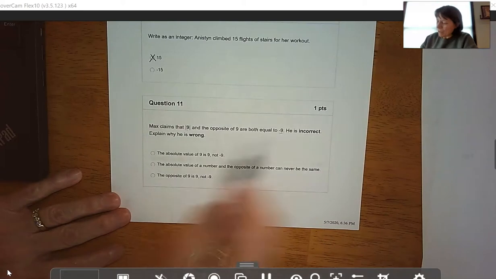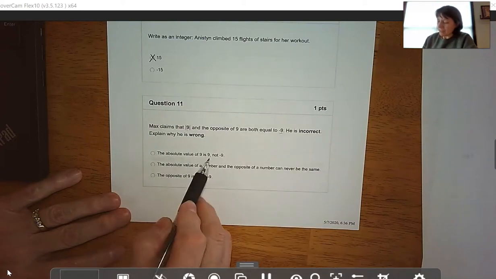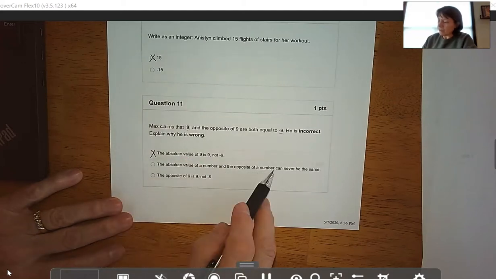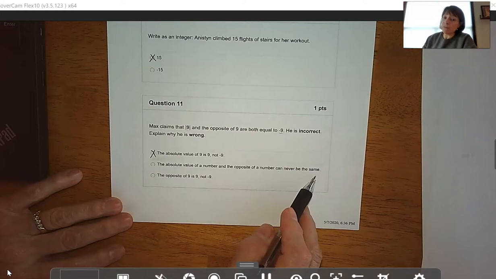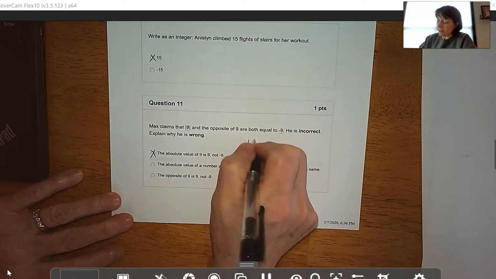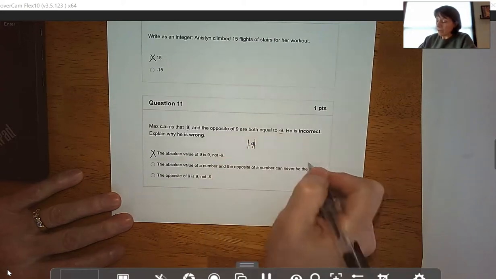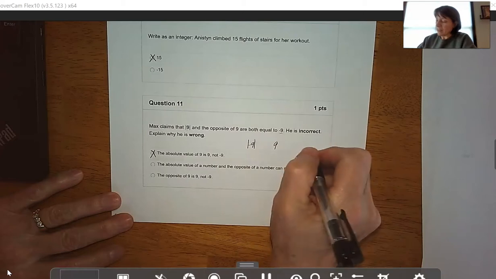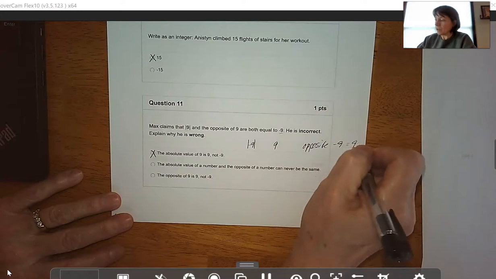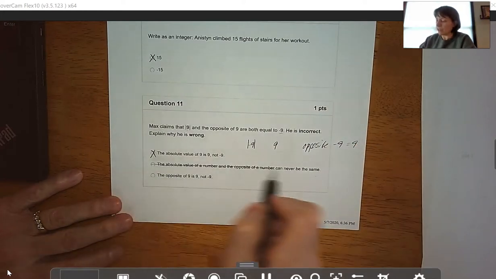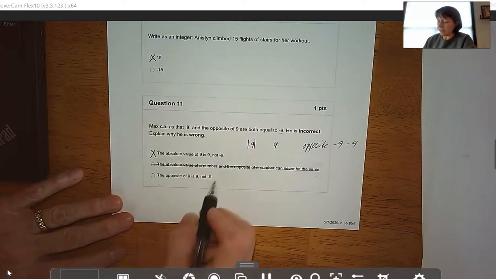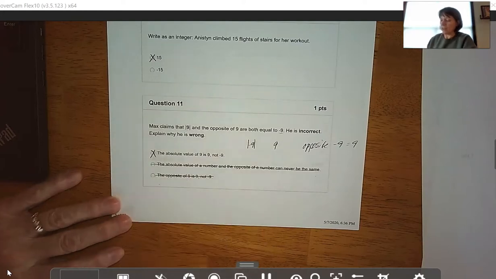Okay, so let's see. We know he's wrong. Why? The absolute value of 9 is 9, not negative 9. So that's true. Okay? The absolute value of a number and the opposite of a number can never be the same. That's not true. Sometimes they can be the same. If we were looking at the absolute value of negative 9, let's say, the absolute value of negative 9 is 9, and the opposite of negative 9 is also 9. So sometimes they could be the same. So that's not a true statement. And then the opposite of 9 is 9, not negative 9. That's not true because the opposite of 9 is negative 9. So it has to be that first one.